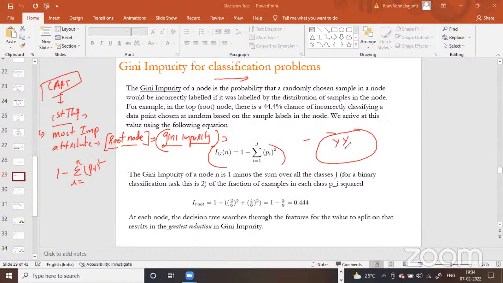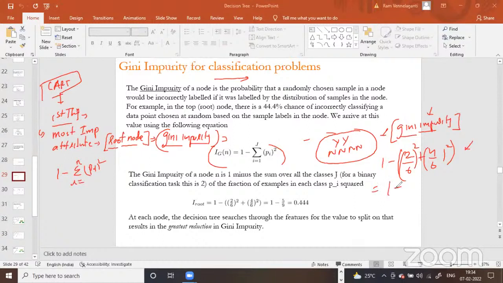So this is my group. Find out what is the Gini impurity. So how are you going to find out? 1 minus, what is the proportion of yes in this group? 2 by 6 whole square. Plus what is the proportion of no? 4 by 6 whole square. So what is the Gini impurity now? 1 minus 5 by 9, which is equal to 0.44. So this is how you are going to find out the Gini impurity for my group or for my node.